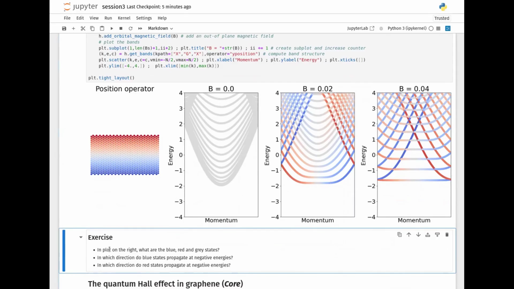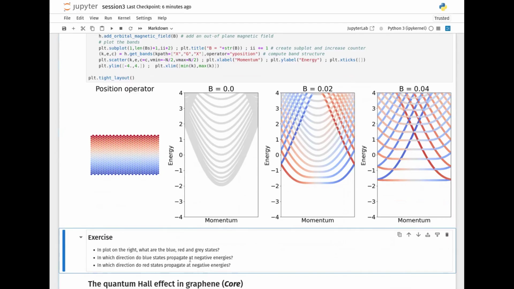Okay, so now let us go to the question. In the plot on the right, what are the blue, red, and gray states? So red, blue, and gray is effectively the location of the state. And so gray means that the state is delocalized all over the place, or that it is in the bulk, red on the top, blue at the bottom.